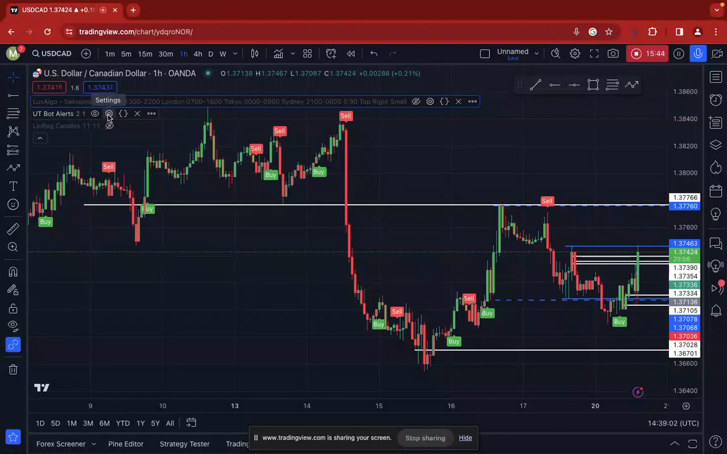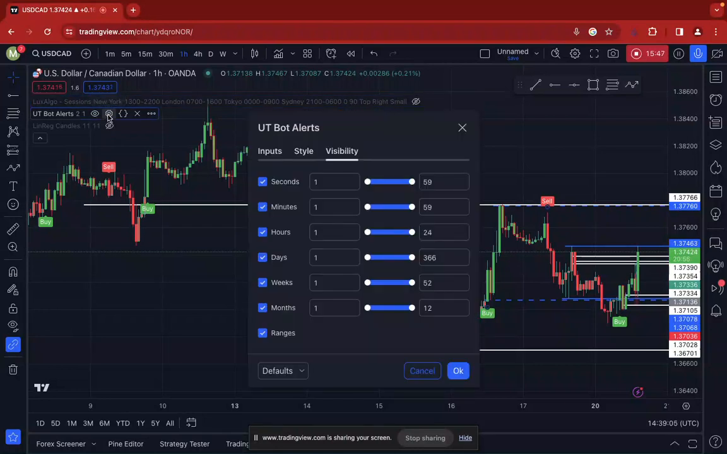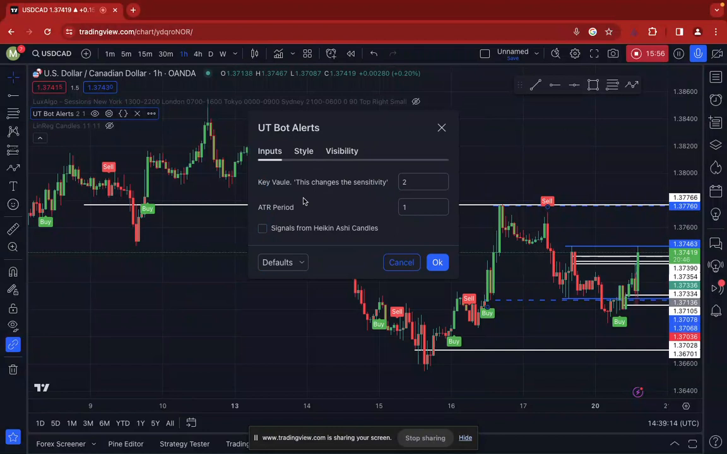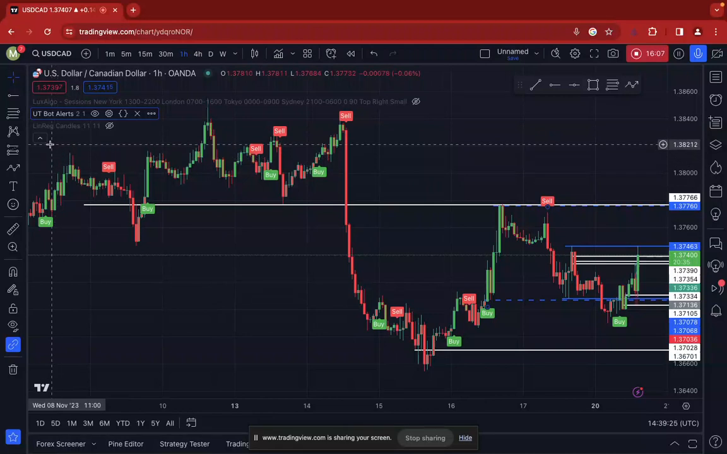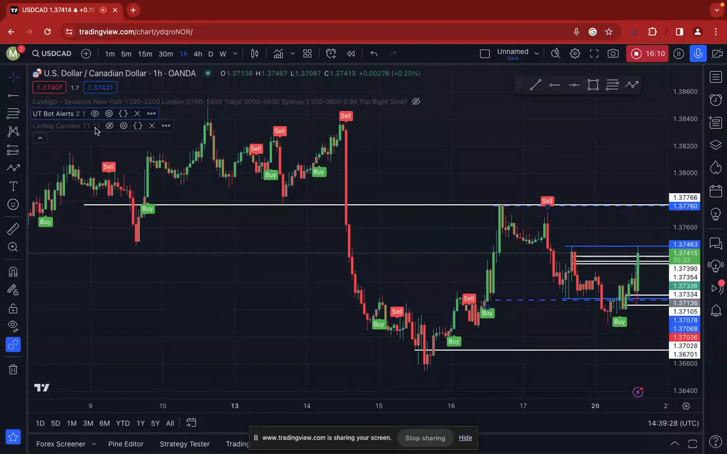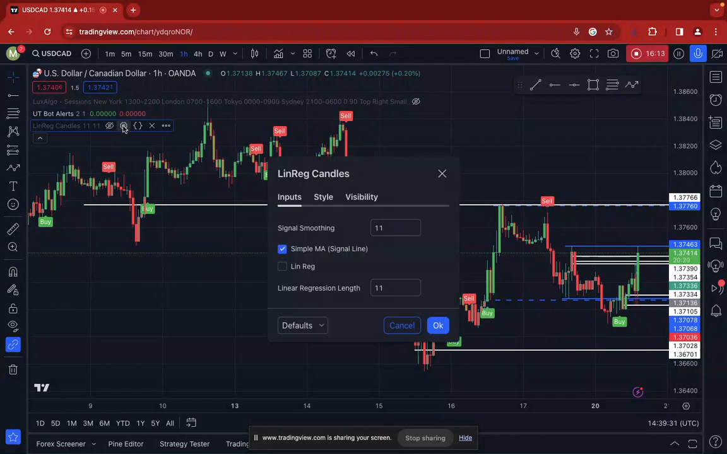On the UT Bot Alerts settings, under input, make sure the key value, the sensitivity, is changed to 2, the ATR period is 1, and the signal from Heikin Ashi is turned off. The next indicator is Lean Reg Candles. The settings should be signal smooth 11, linear regression length 11, and the simple MA signal line should be ticked.